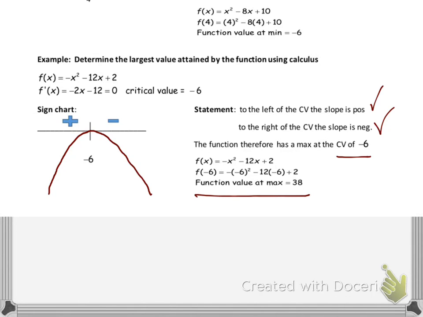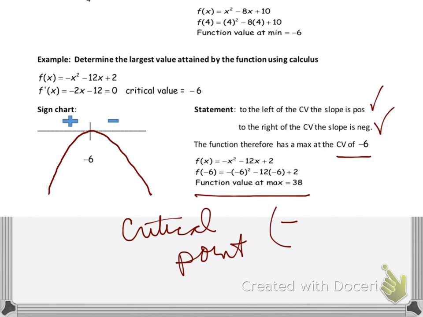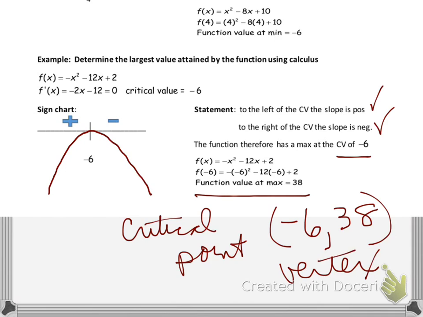So far we've talked about the critical value. The critical point is the x and y. So your critical point would be -6, 38. What is that critical point? That is just your vertex in this situation. Okay, just your vertex. It is the critical point if it has the x and the y. Okay, let's go on to the next page.